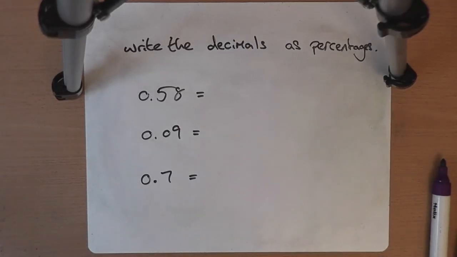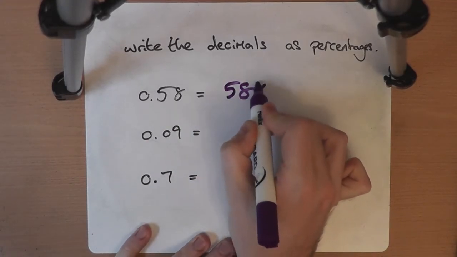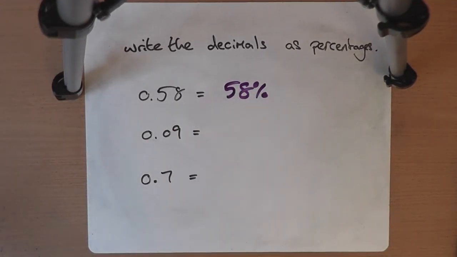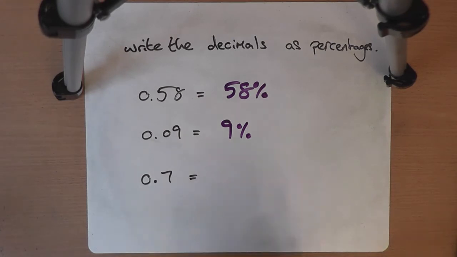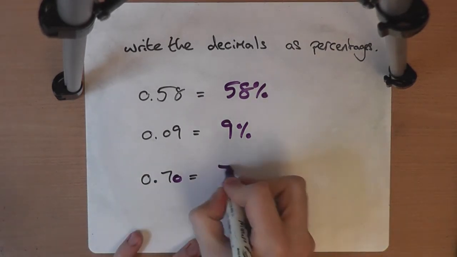So write the decimals as percentages: 0.58, 0.09 and 0.7. Properly speaking, we're going to take each of these and times them by 100. Practically speaking, we can just look at the numbers and work out what it will have to be. So 0.58 times 100, we're going to get 58%, but notice again that the numbers line up. 0.09 times 100 shifts 2 spaces up the columns, and we get 9%. And 0.7, really it's 0.70, and we can put that 0 on there if we like to help us, and it will be 70%.